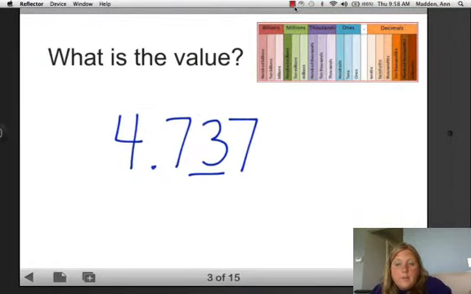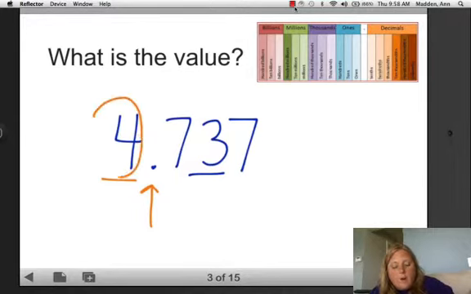Let's take a look at some of our decimal places. The question asks, what is the value? Let's first talk about how you would actually say this number. I've got the number 4, which is in my ones place. I've got a decimal point. And then I've got some numbers in the decimals. This is how I would say it. 4 and 737 thousandths.